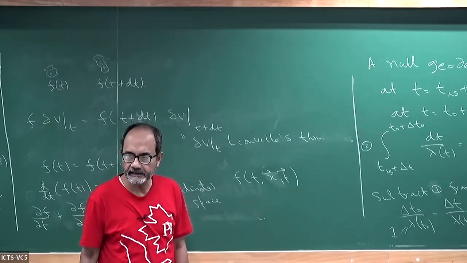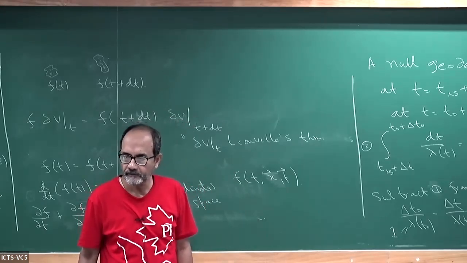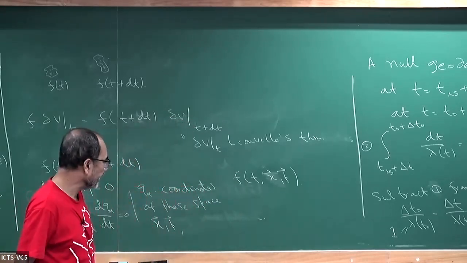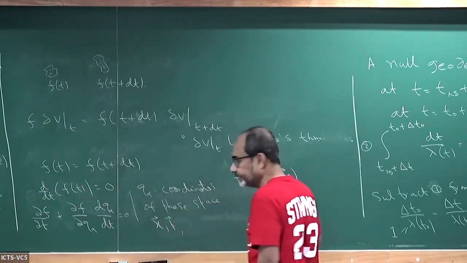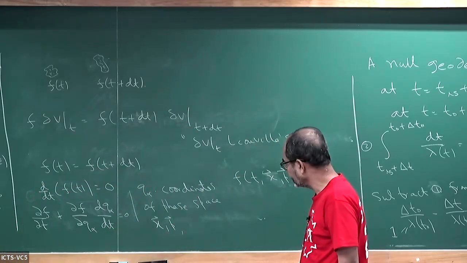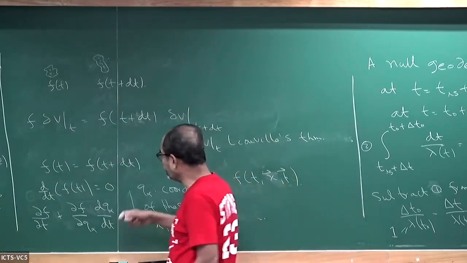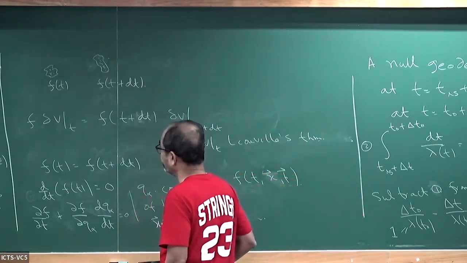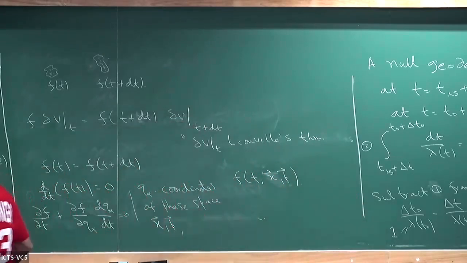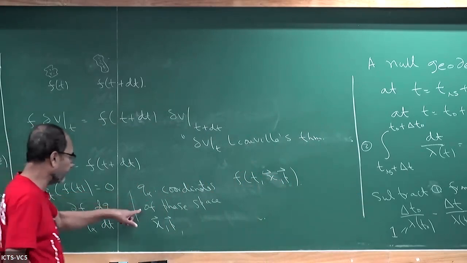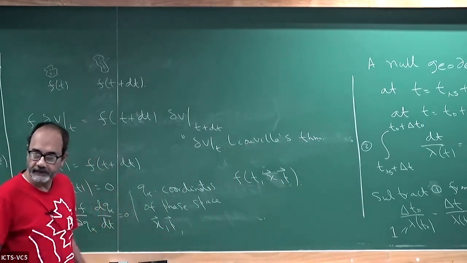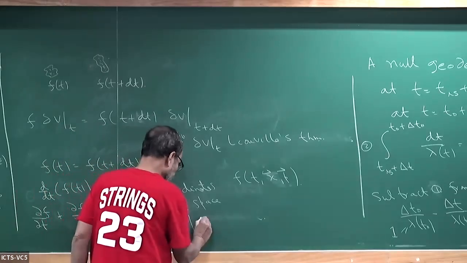Is it clear? It should be dependent on momentum also. So f depends on x and p. So this q alpha stands for both x and p, so alpha runs from 1 to 6. Yes, q alpha are the coordinates of phase space, x and p. So alpha runs from 1 to 6.